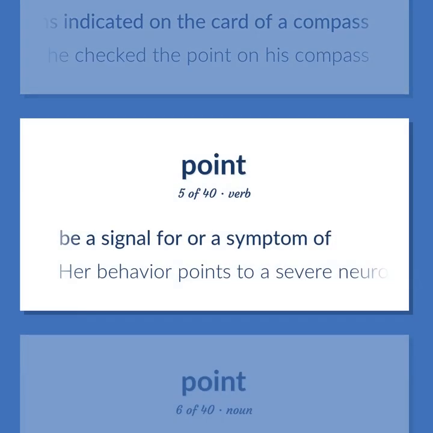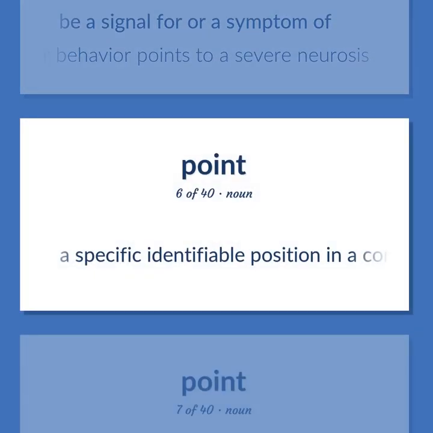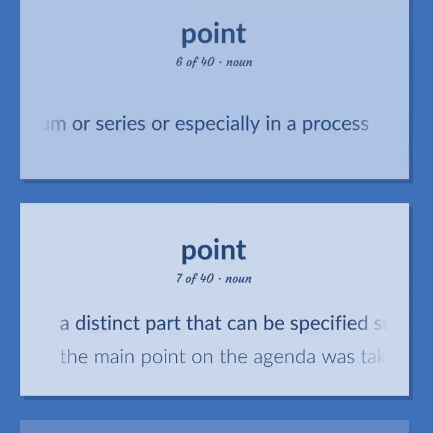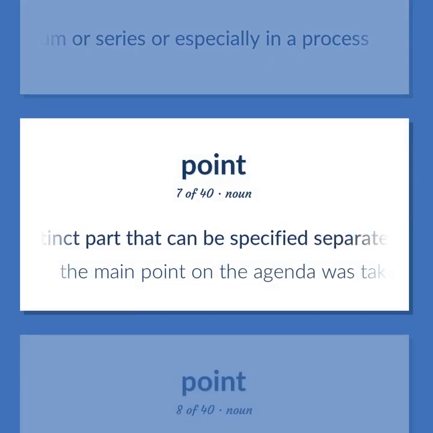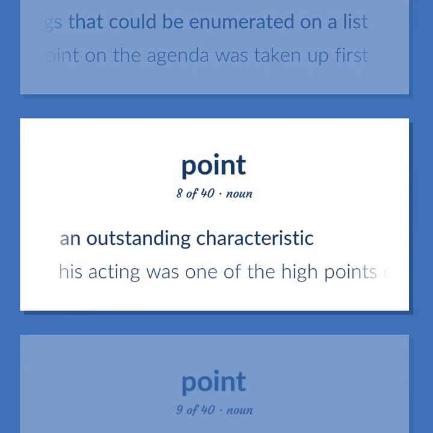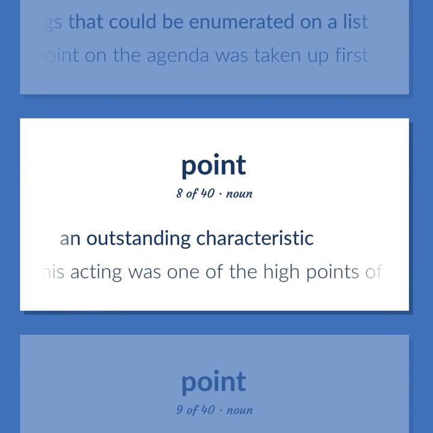Be a signal for or a symptom of. Her behavior points to a severe neurosis. A specific identifiable position in a continuum or series or especially in a process. A distinct part that can be specified separately in a group of things that could be enumerated on a list. The main point on the agenda was taken up first. An outstanding characteristic. His acting was one of the high points of the movie.